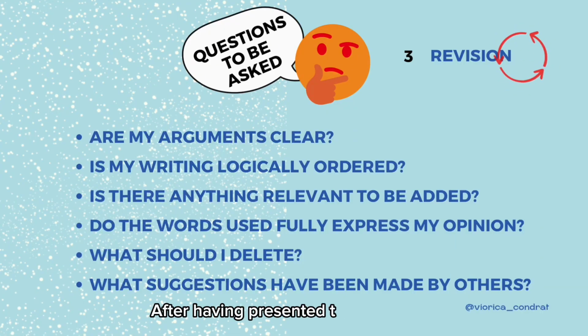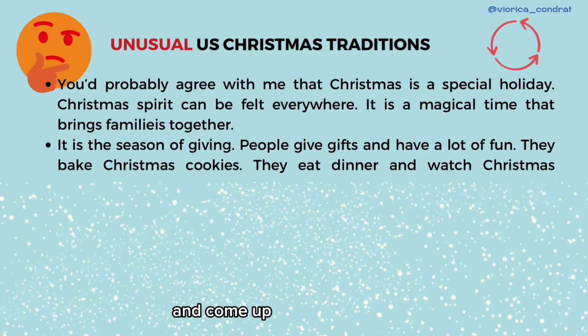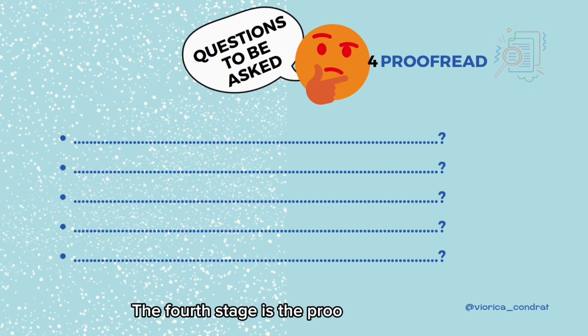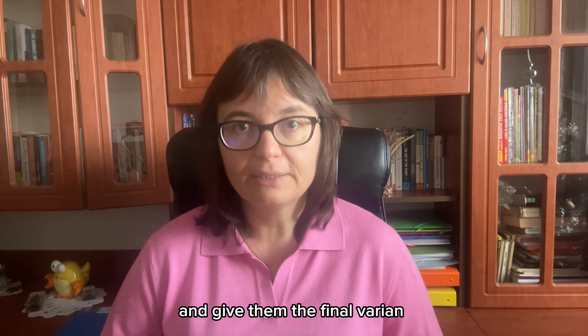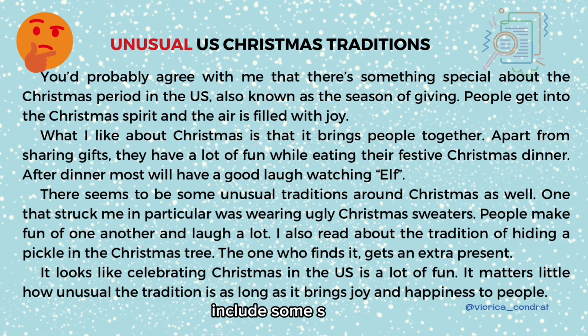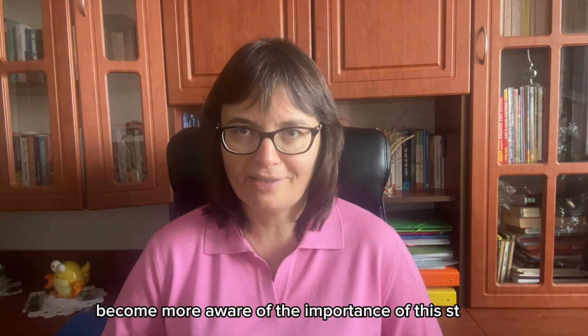After having presented the questions, give the students time to revise each paragraph and come up with their variants. Discuss what changes have been made and why they were necessary. Show how sentences change their complexity. The fourth stage is the proofreading stage. Show the questions and give them the final variant of your writing. It might be a good idea to purposefully include some spelling or punctuation mistakes in your sample in order to help them become more aware of the importance of this stage.